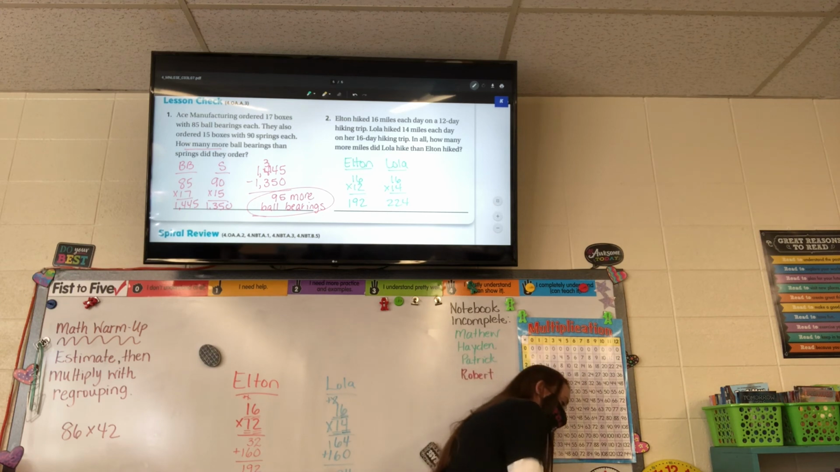Okay, so we are finding how many more, which is 224 minus 192. 4 take away 2 is 2. 2 minus 9, can't do it. 12 minus 9 is 3, so 32 more miles.